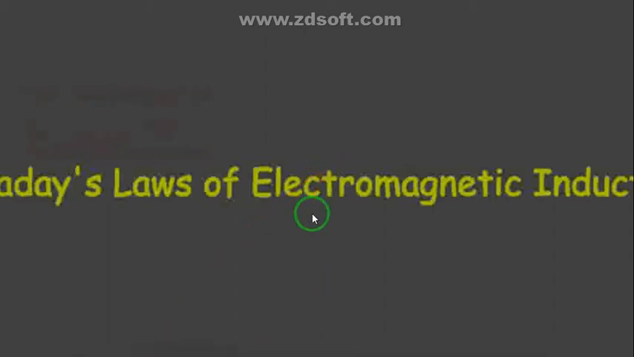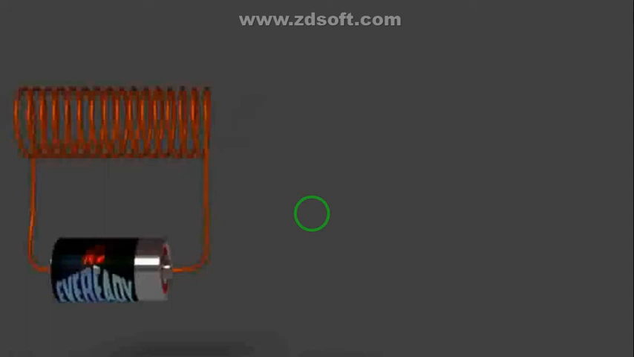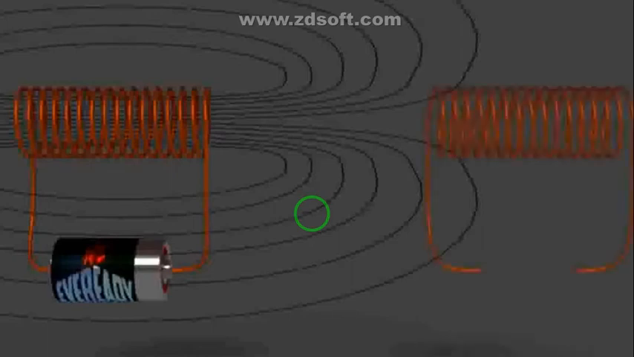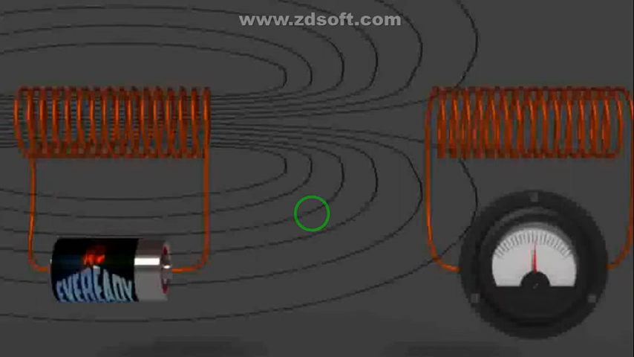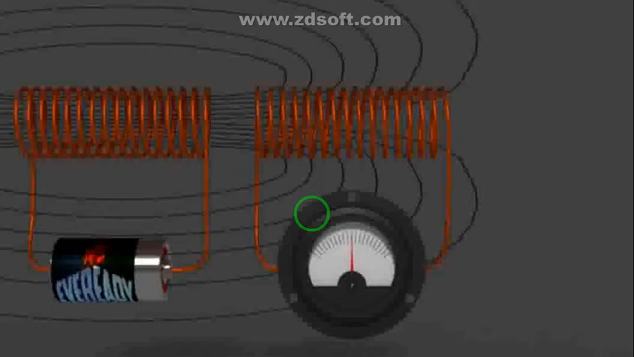Firstly, we take one coil which is connected to a DC battery. It will produce a constant magnetic flux around it. We take another coil which is connected to a galvanometer, and now we hold the second coil nearer to the first coil, more specifically, under the influence of the magnetic field of the first coil.